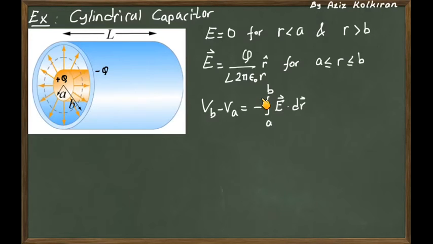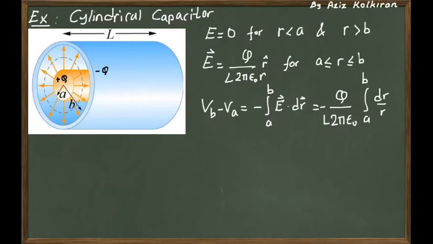Next, we will calculate the potential difference between the plus Q and the minus Q. And we will use the definition of the line integral for this. The potential difference VB minus VA is equal to minus the line integral of the electric field from a to b. We will pick just any line connecting from the center of the conductors in the outward direction. So, of course, this dr will be dr times the unit vector r.